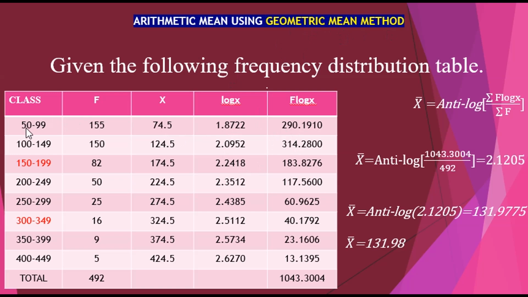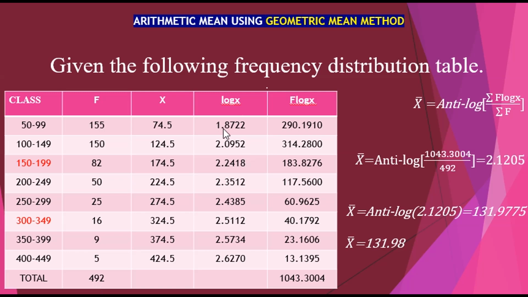Given this class interval between 50 to 99, we have the frequency of 155, and between 400 to 449, we have the frequency of 5. Therefore, the midpoint x is obtained as 50 plus 99 divided by 2, which gives us 74.5. The total frequency is 492, summing 155 plus 150 up to plus 5.